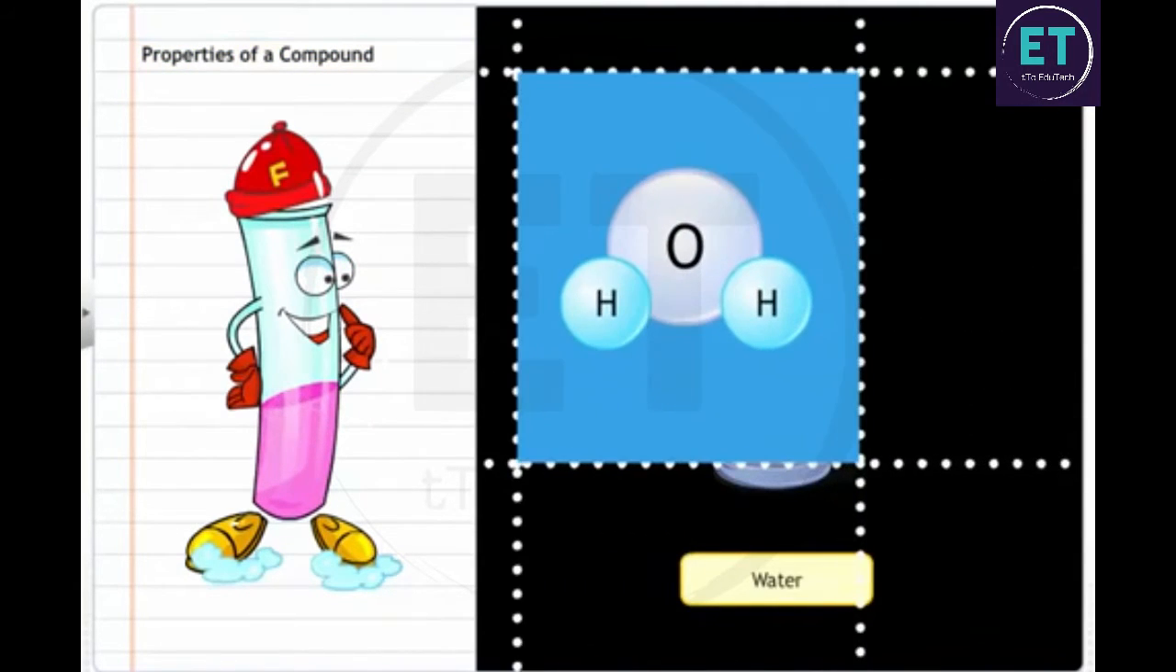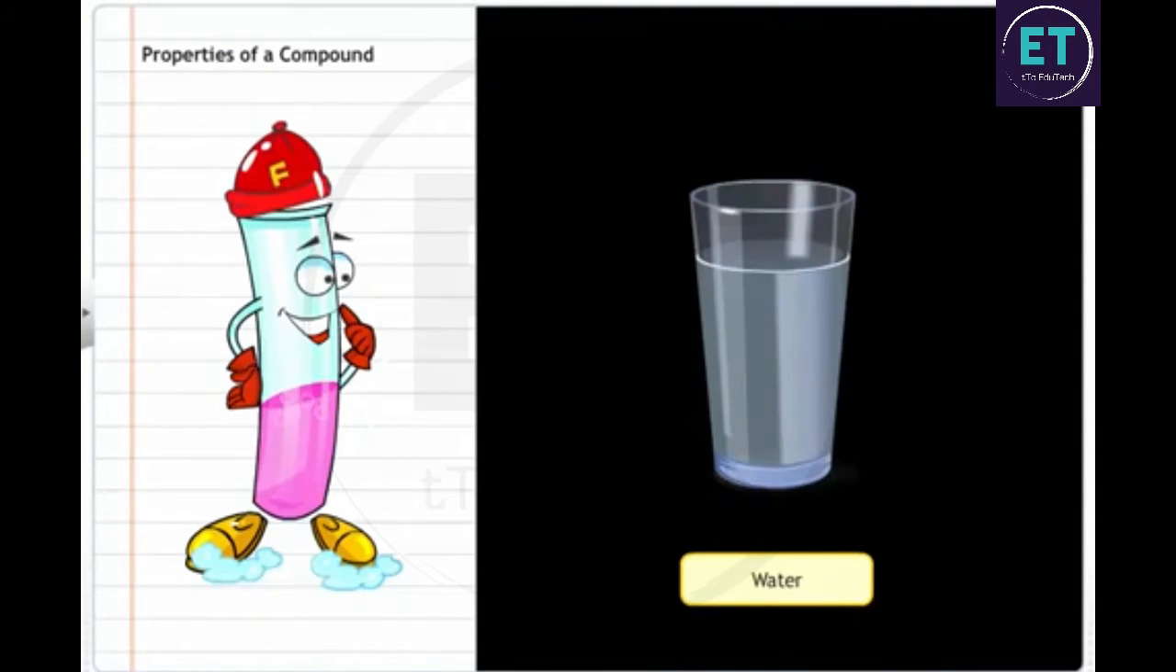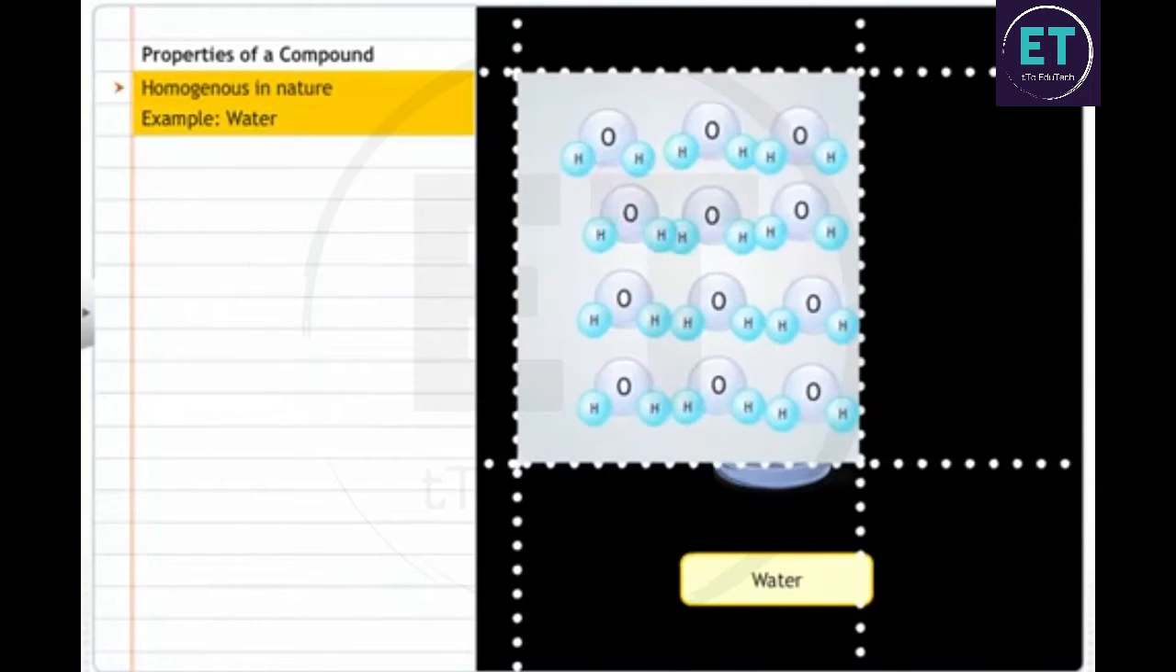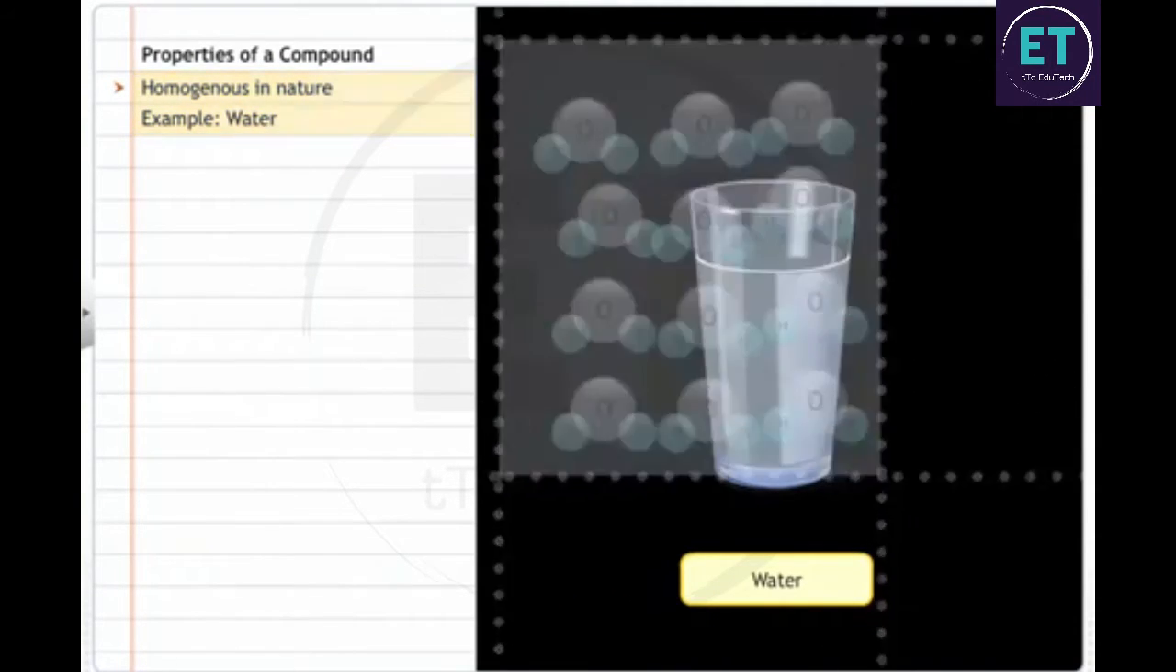Compounds are composed of 2 or more elements which are chemically bound with one another in fixed proportions. Let's look at some of the characteristics of compounds. A pure chemical compound is homogeneous in nature, made up of the same type of molecules. For example, water contains only molecules of water.